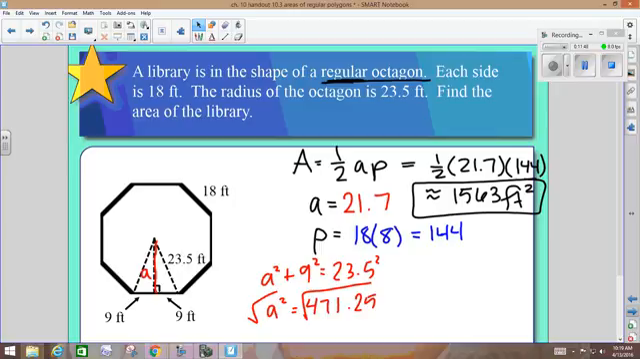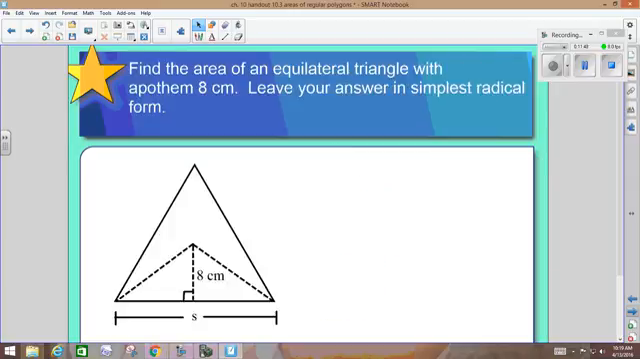Okay. All right. Number 2, or whatever number it is on the backside. Find the area of an equilateral triangle with an apothem of 8 centimeters. Leave your answer in simplest radical form. You're going to see this a lot more in this section than you have the first 2. When you see that, do not use what? SOHCAHTOA. Good. If you see radical form, no SOHCAHTOA. Either Pythagorean theorem or special right triangles. Okay?